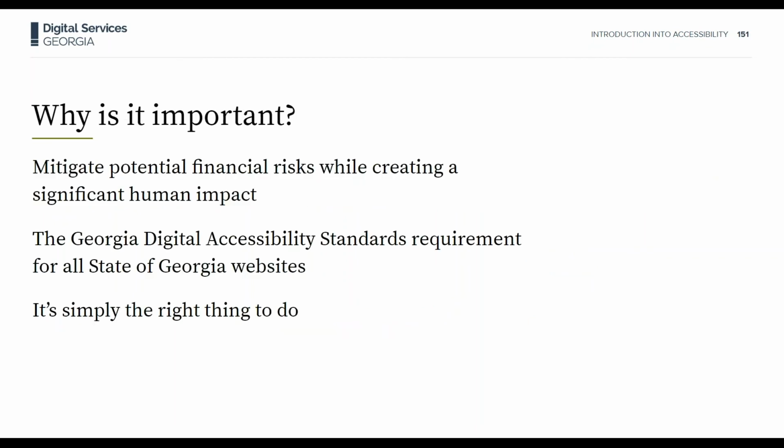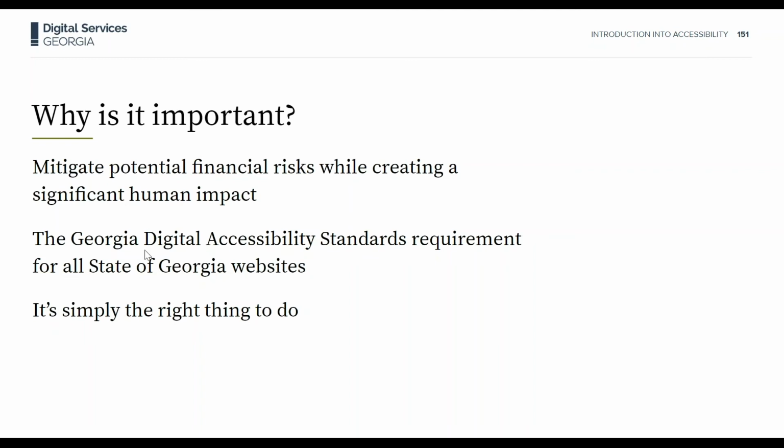So why is all of this important? Well, having accessible content can allow you to mitigate potential financial risks from something as seemingly innocuous as certain users not being able to complete transactions online, which could save the agency's operational costs, or to a more harmful scenario like being sued by a constituent because they don't have the same access to the services that they're entitled to.